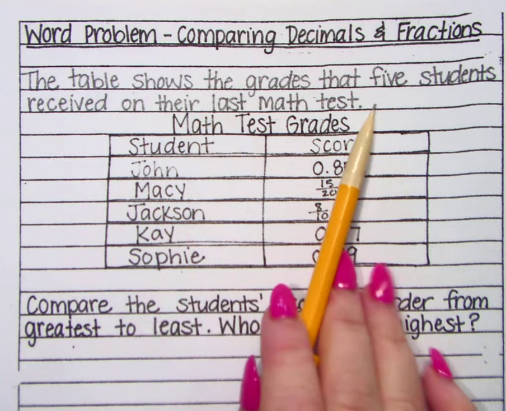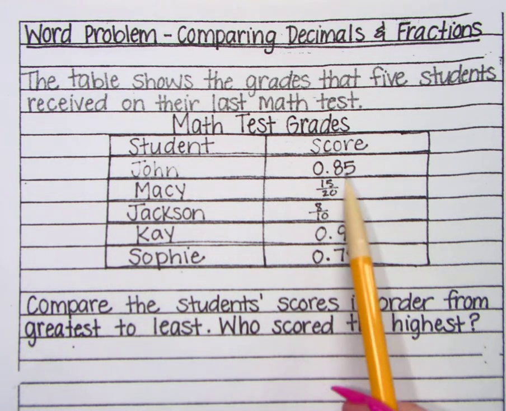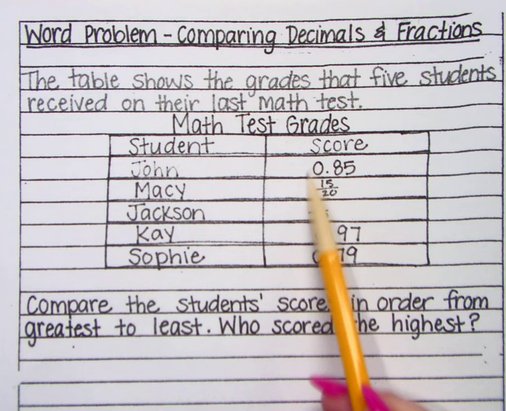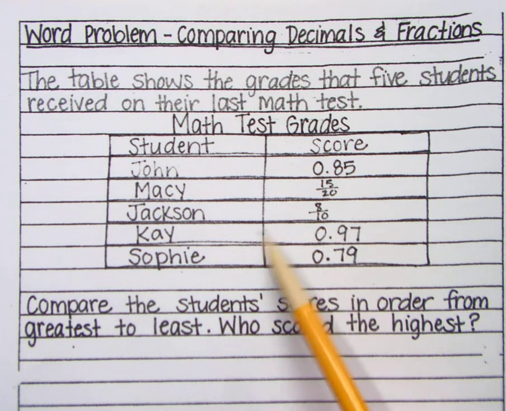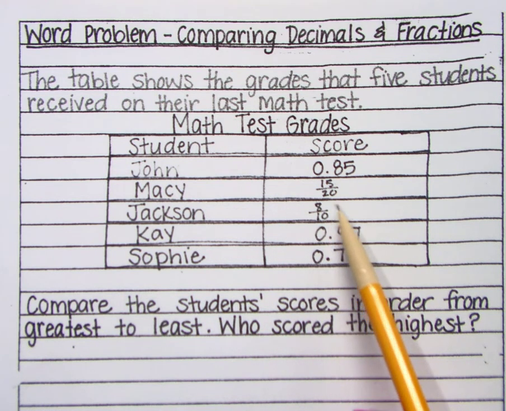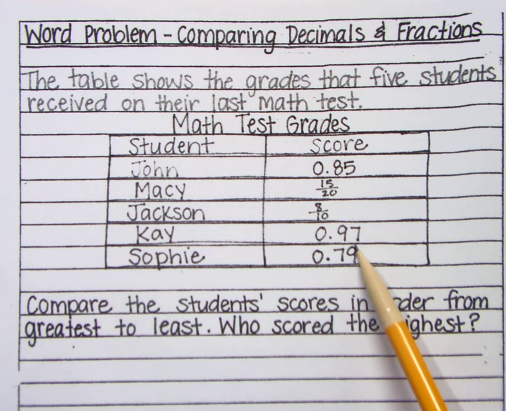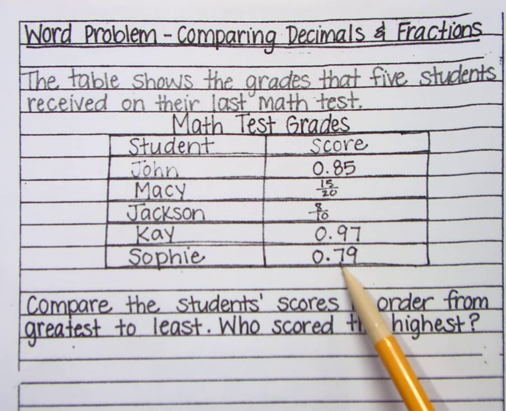The table shows the grades that 5 students received on their last math test. 1, 2, 3, 4, 5 students. These are their scores. So this is 85 hundredths. That's like saying you made an 85 out of a 100. 15 twentieths. We're going to have to figure out what that one is. 8 tenths. Figure out what that one is. 97 hundredths, that's like a 97 out of 100. And 79 hundredths, that's like 79 out of 100.